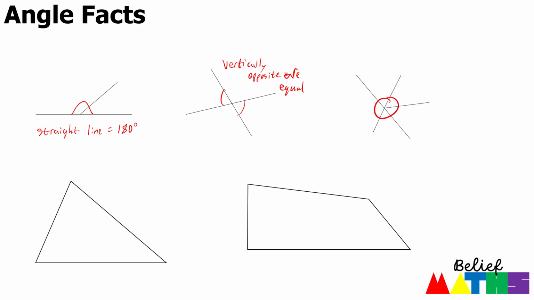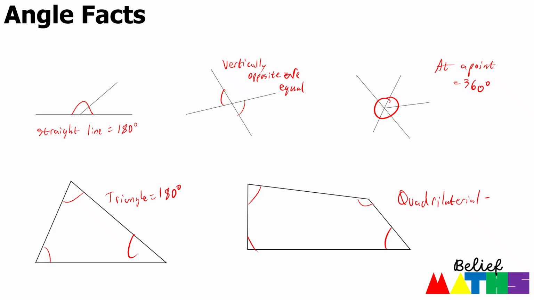This is around a point. So at a point, or a full circle, is 360. In a triangle, that equals 180. And then in a four-sided shape, which is a quadrilateral, that equals 360. And just knowing those facts will help you quite a lot. There are other intricate facts that you need to know about kites, parallelograms, trapeziums, but those are the kind of basic ones you need to know.